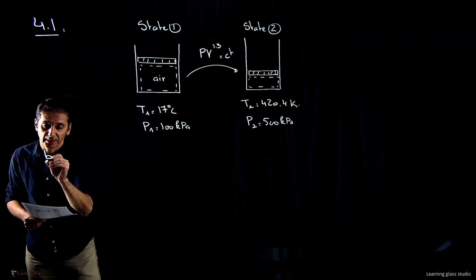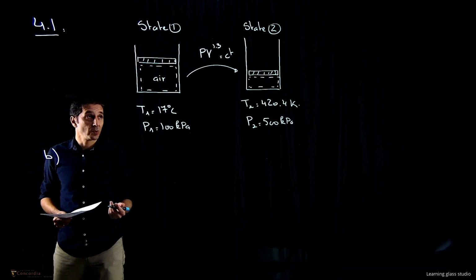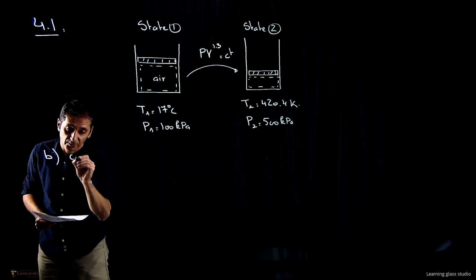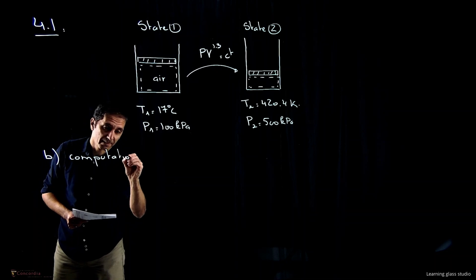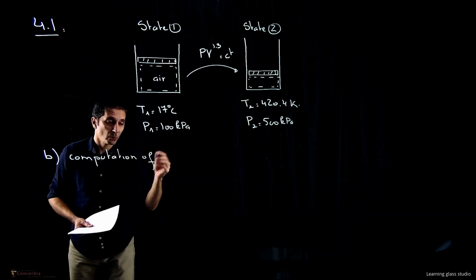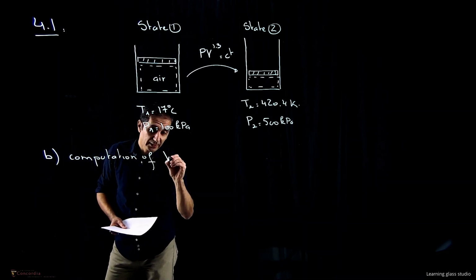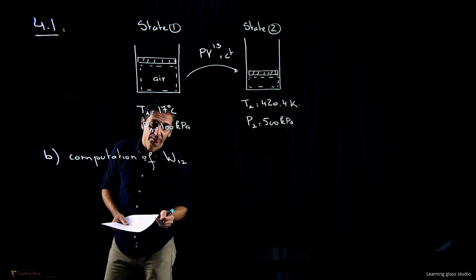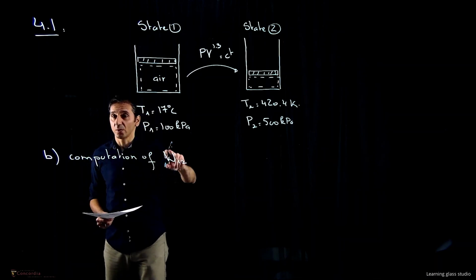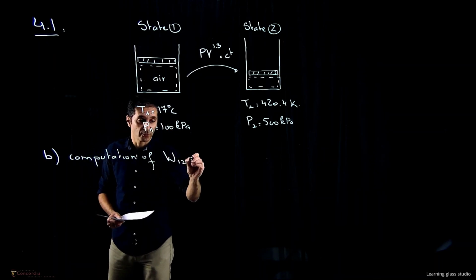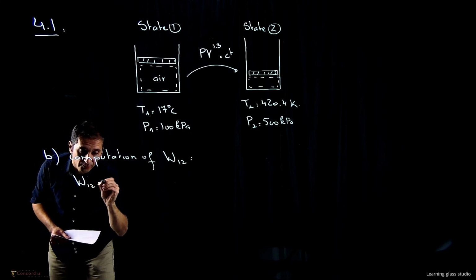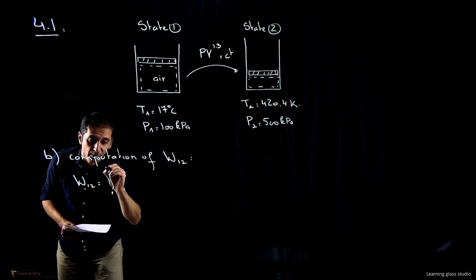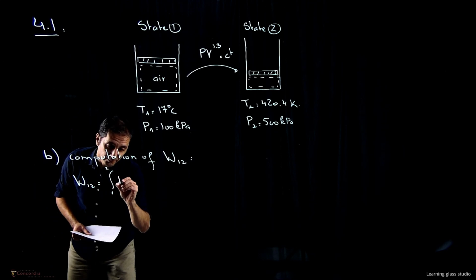In part B, we are asked to calculate the work between state 1 and state 2. So, computation of the work 1, 2. I like actually to write it this way: W12, meaning this is the work between state 1 and state 2. So what do we know? We know that the work 1, 2 is equal to the integral between 1 and 2 of PdV.